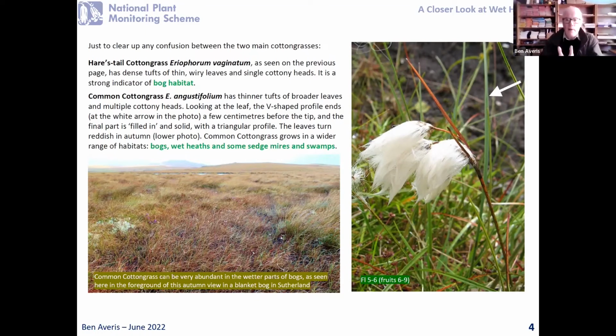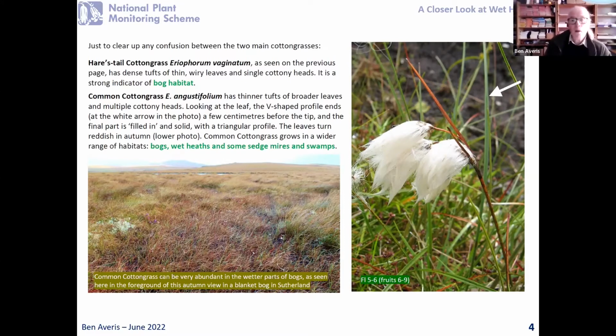running up the middle of the leaf until you get a few centimeters back from the tip, and then suddenly the groove ends, and from there on it gets kind of filled in, like it's a solid triangular section end of the leaf, quite hard and stiff as well, quite solid. Diagnostic feature, that, of the common cotton grass.